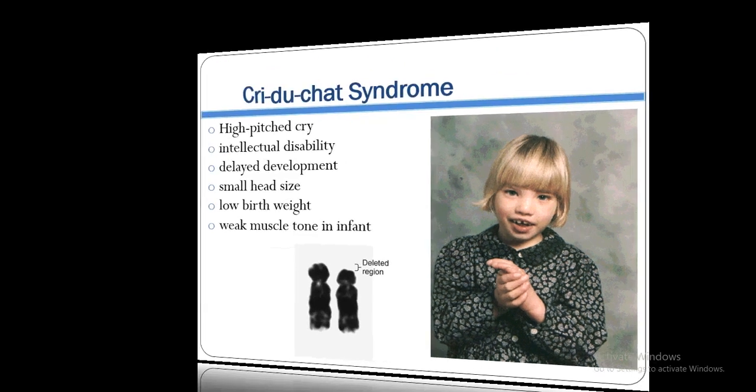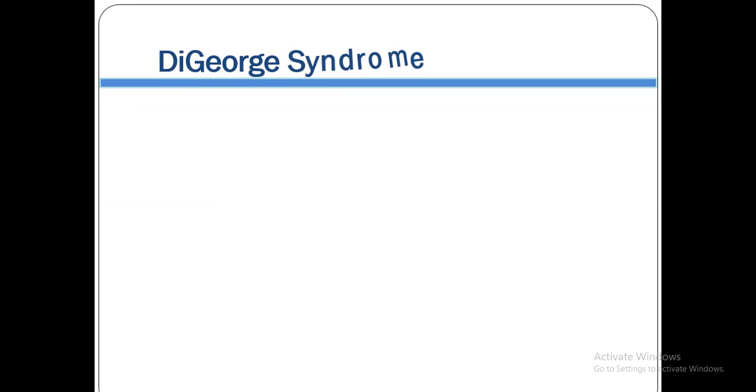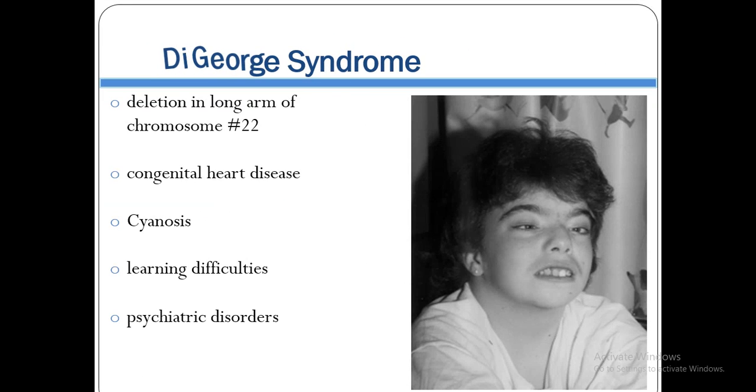Aside from Cri-du-Chat, we have DiGeorge syndrome. This is caused by deleting the long arm of chromosome 22. Individuals with DiGeorge syndrome have congenital heart disease. They have cyanosis, or blue coloration of the skin. They have learning difficulties and other psychiatric disorders.